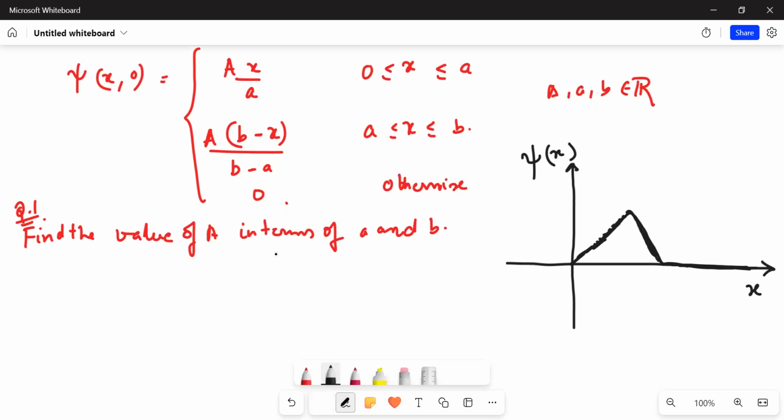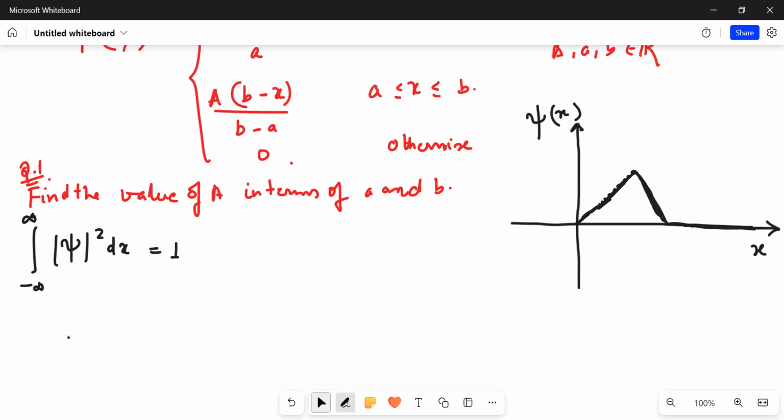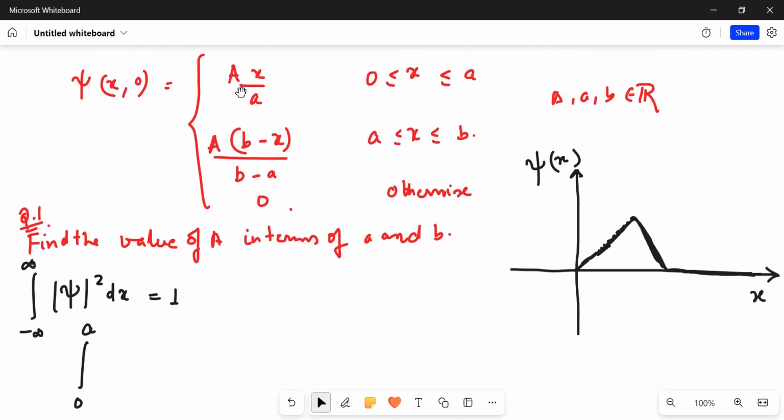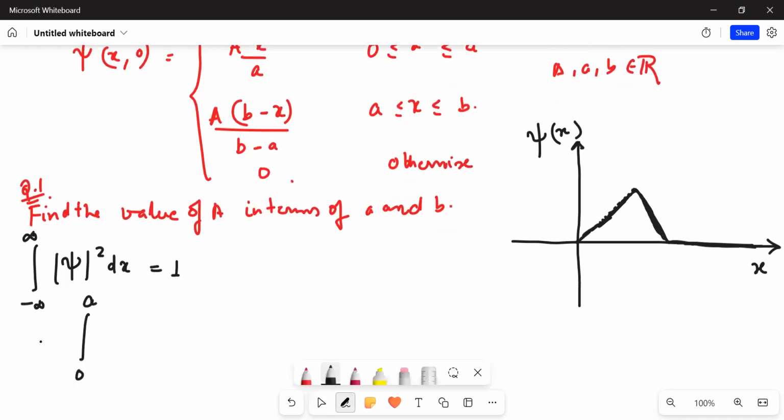Now we want to find the value of a in terms of a and b. Let me try to integrate this. I already know that the integral of psi mod whole square dx from minus infinity to plus infinity should equal 1. The total probability of finding the particle anywhere in space should be 1. So I'm going to find it from 0 to a. I already know that this is a real function, so even if I take the conjugate, I'm going to write it here: a mod whole square divided by a square, and then you are left with x square dx.